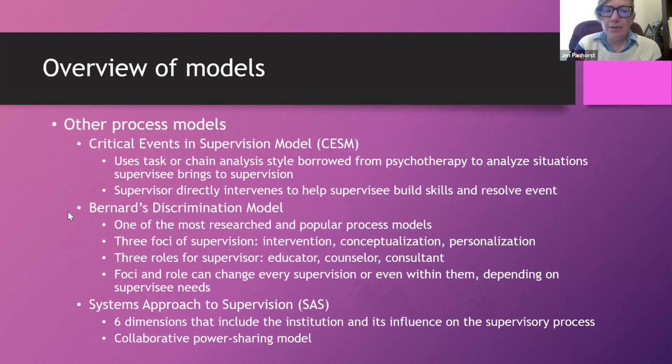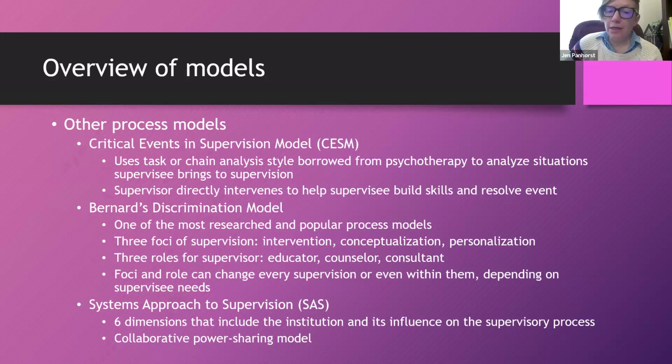And then here are some examples of other process models. The critical events in supervision model does borrow from psychotherapy because they're using task or chain analysis to analyze situations that the supervisee brings to supervision. This is a little more narrow in that it's really trying to focus on these kinds of events and how to resolve them and build skills so that the supervisee knows what to do in the future.